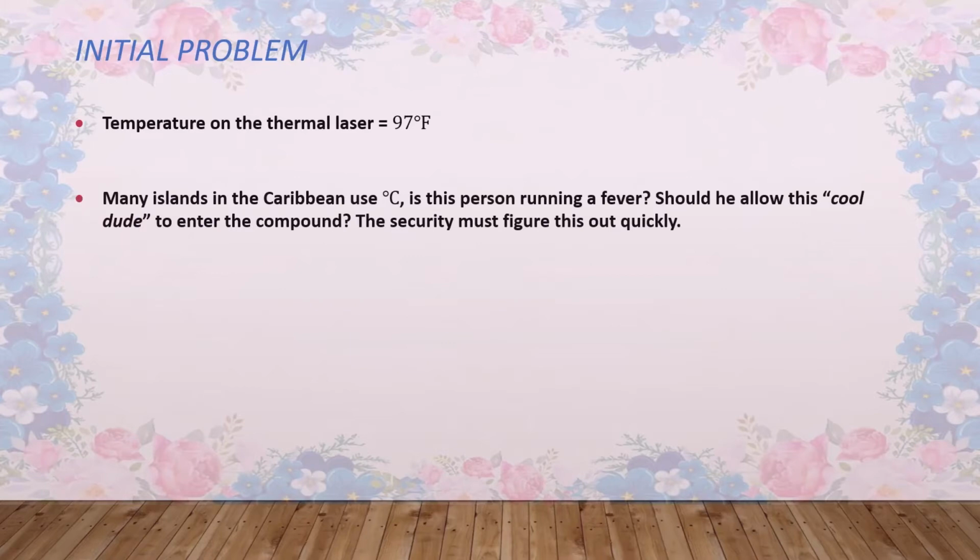Now, why degrees Celsius? Why that particular unit? Well, in many Caribbean island states, we use degrees Celsius as our unit of temperature. For us to know whether or not the person is running a fever, and whether to allow the person into a compound, we need to know exactly what his temperature is in degrees Celsius, because this is the information given to security. Within a particular range, you allow certain people in a compound or not, because a fever would suggest that something health-wise is wrong.